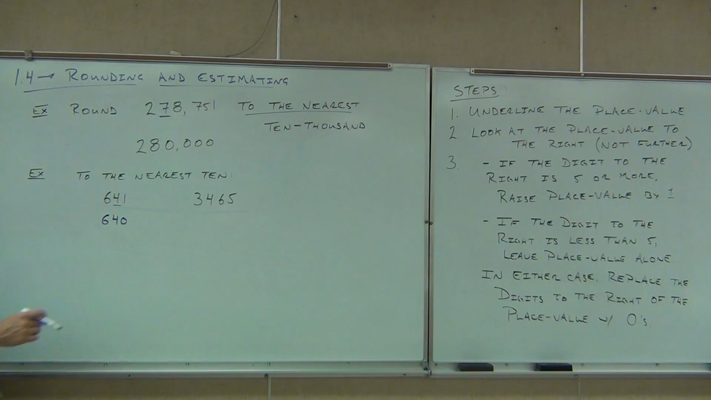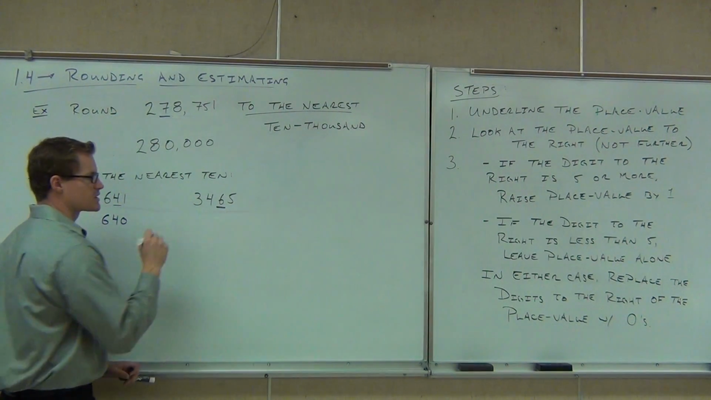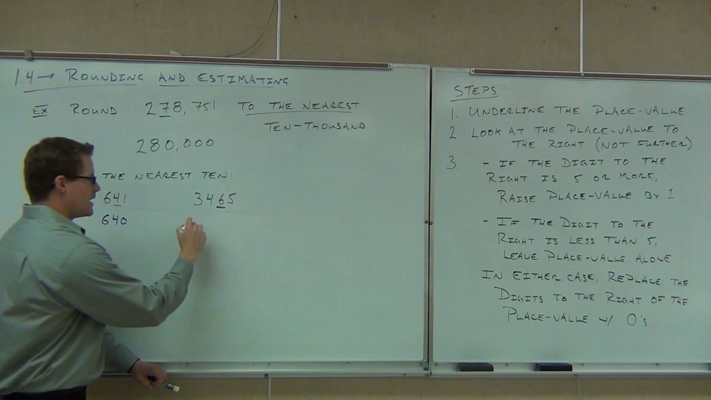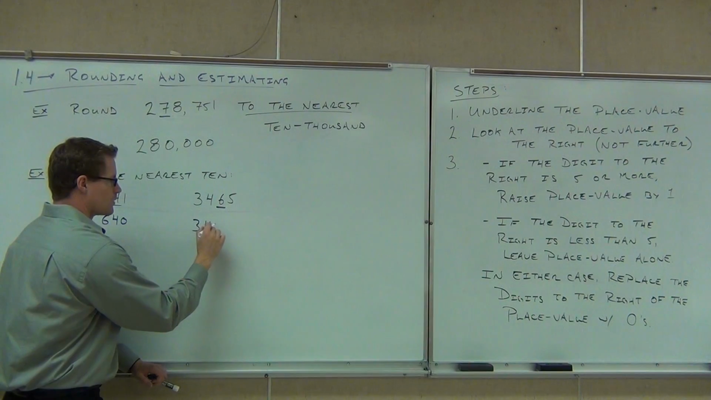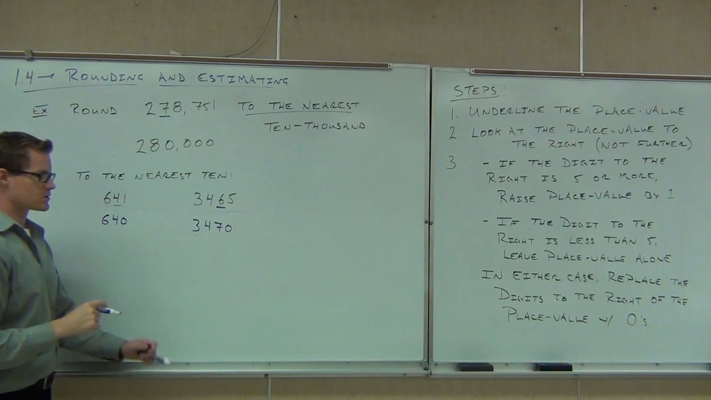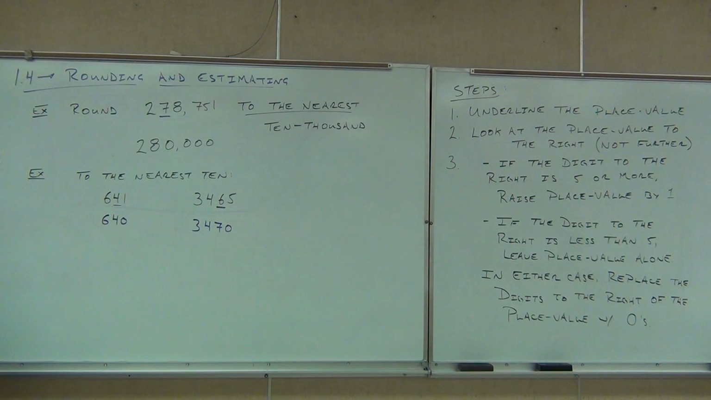Next one, we're still looking at the 10s. That means in our case, we're looking at the 6. Are we moving that 6 up, or are we leaving that 6 alone? Yeah, the 5 says move it up. So we'll have the 3, no problem. The 4, the 6 is going to go to 7, and then we follow it with zeros. How about we do to the nearest, let's try a couple of the thousands.